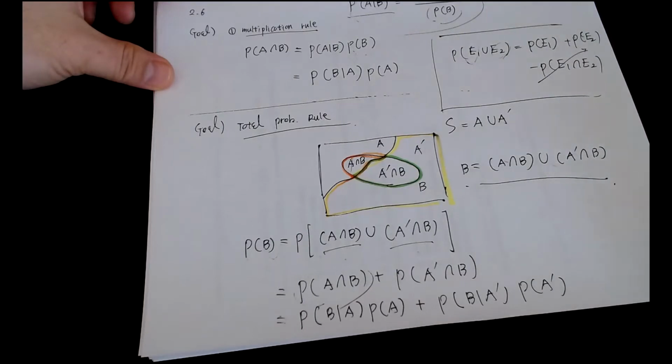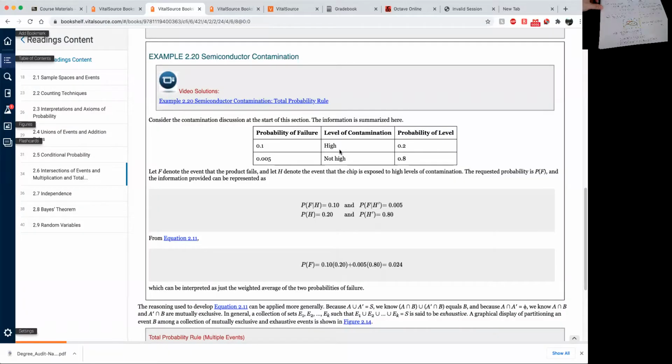So you see Example 2.20, semiconductor contamination. Consider the contamination discussion at the start of this section. Remember that? We haven't seen a similar table to this in the previous sections. So the information is summarized here. The probability of failure is 0.1 and 0.005, for the level of contamination high and not high, and the probability of the level is 0.2 and 0.8. So let F denote the event that the product fails.